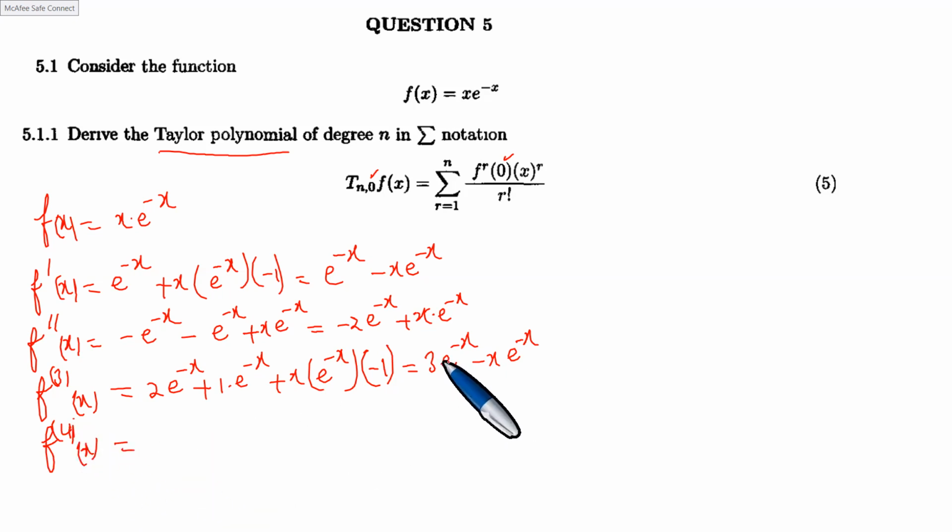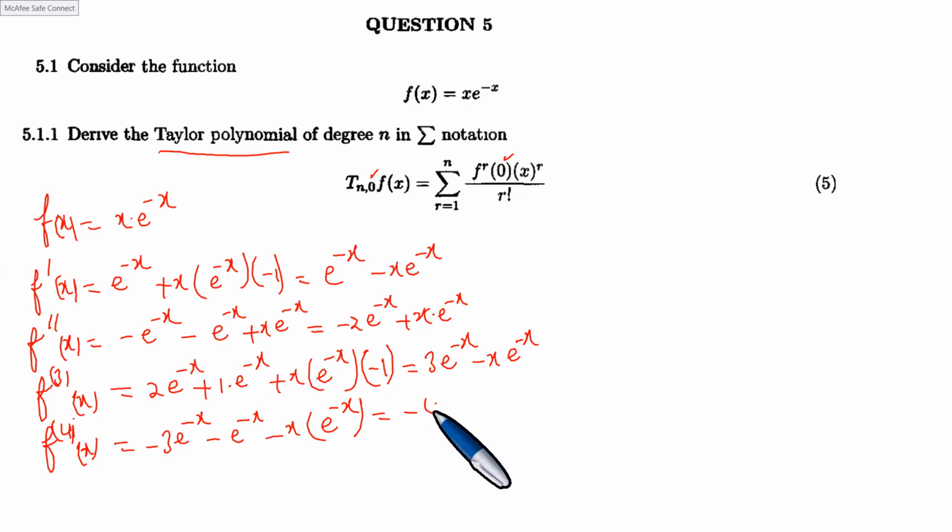Right, to find the derivative of this one, which is minus 3e to the minus x. And then the derivative of the x is 1, which is minus e to the minus x. The derivative of the exponential is this. This is minus 4e to the minus x plus x e to the minus x. Okay.